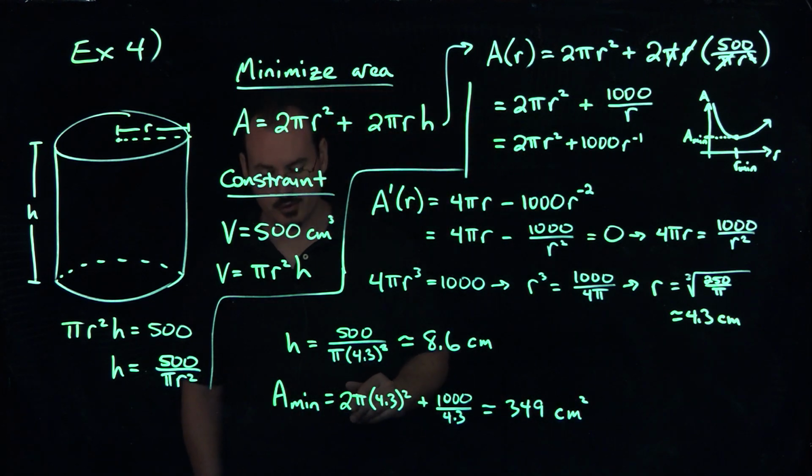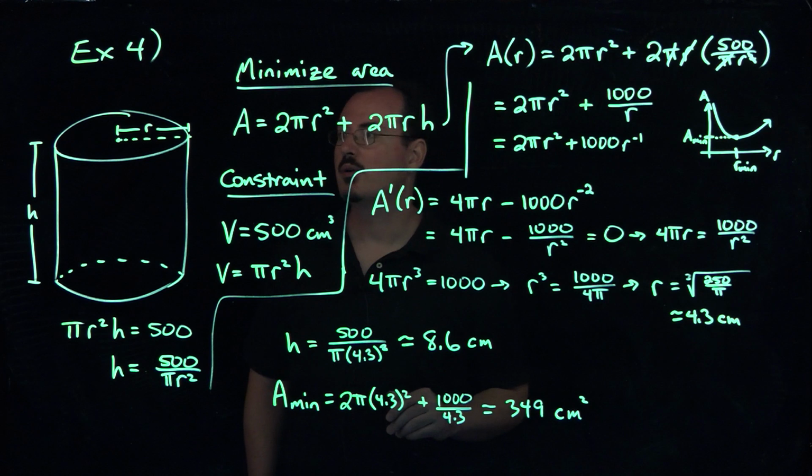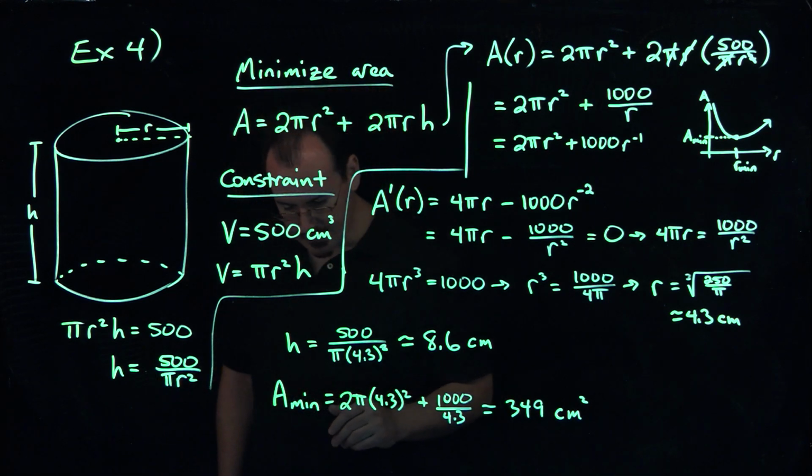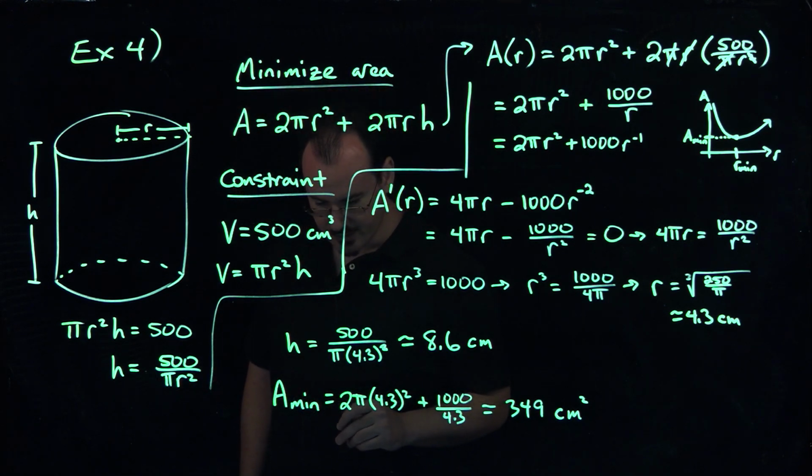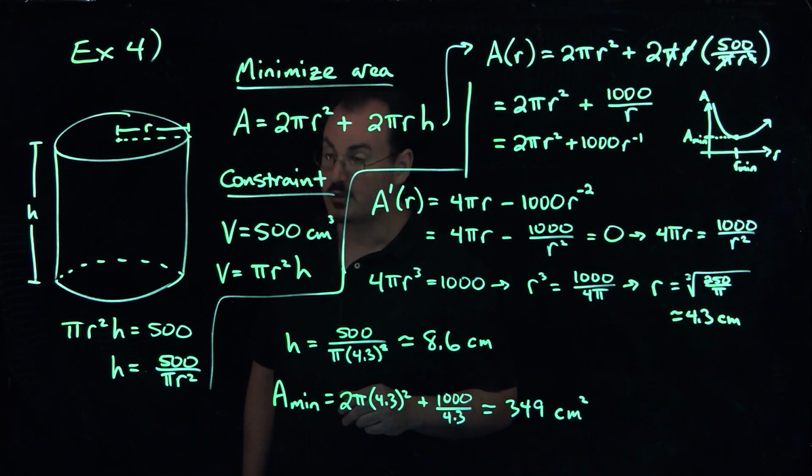Looking at section 6.2, example 4, I've got the whole problem already written up here. So this says a company wants to manufacture cylindrical aluminum cans with a given volume, 500 cubic centimeters. What should the radius and height of the can be to minimize the amount of aluminum used?